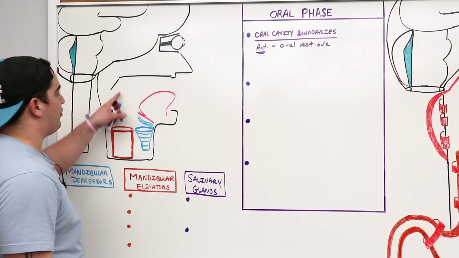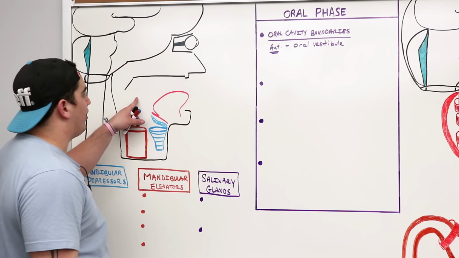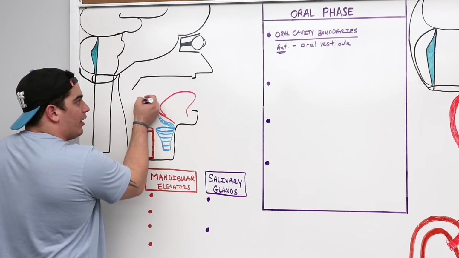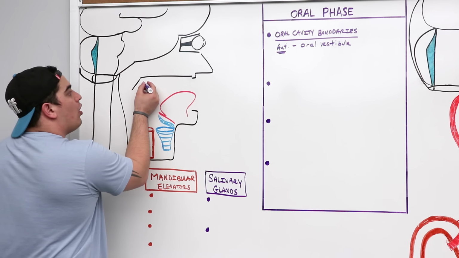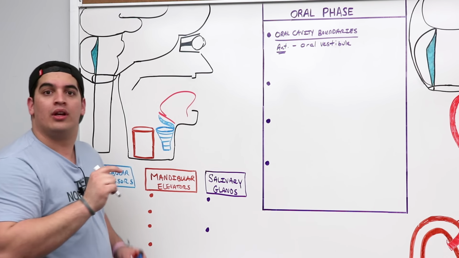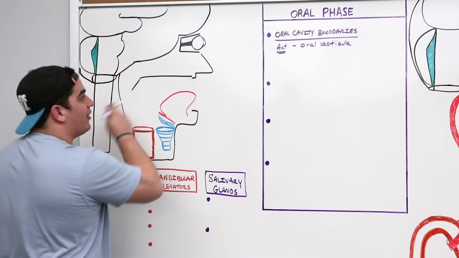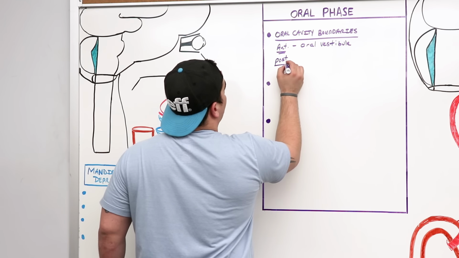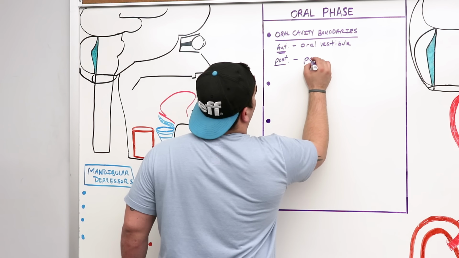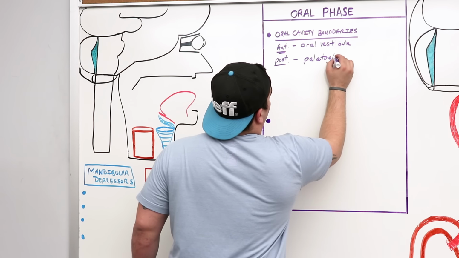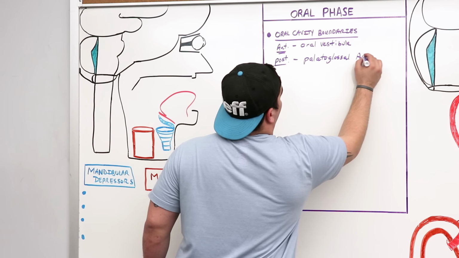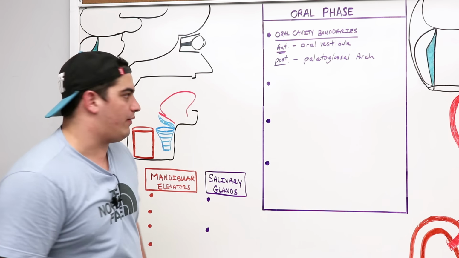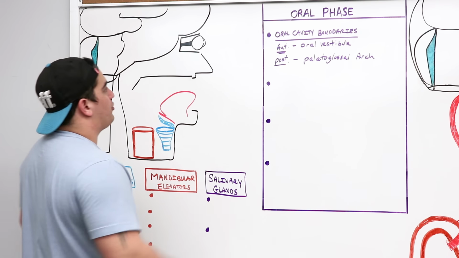The posterior boundary, we'll get a better look at this later when we take an anterior view of the oral cavity, but there's an arch right here in the back part of the oral cavity. It's called the palatoglossal arch. The palatoglossal arch is the posterior boundary of the oral cavity. And like I said, we'll get a better view of this when we go over to the pharyngeal phase because we'll get to see a nice anterior view of the oral cavity. Okay, so that's the boundaries.